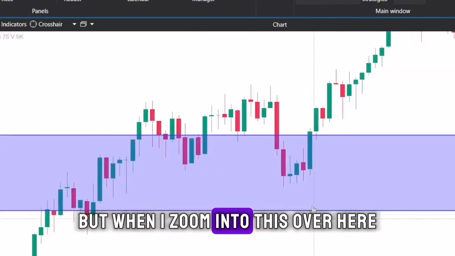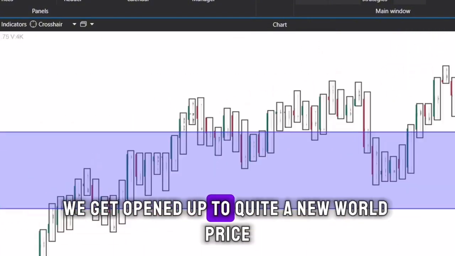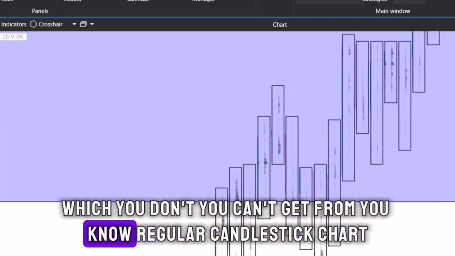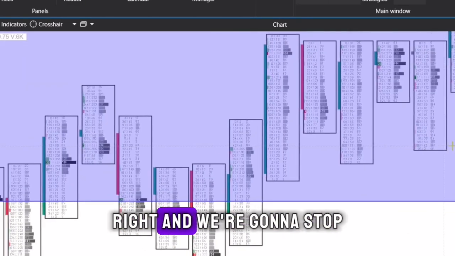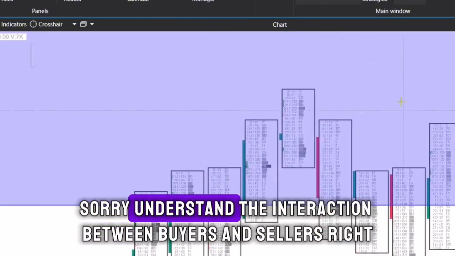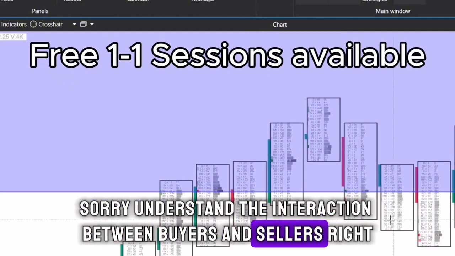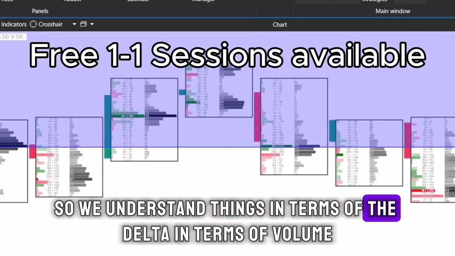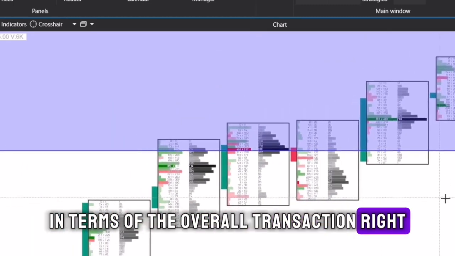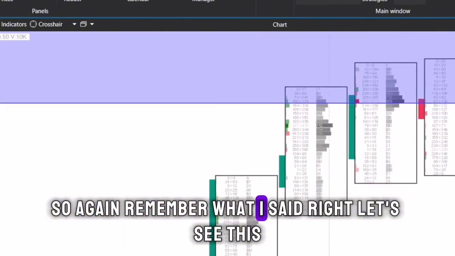But when I zoom into this over here, we get opened up to quite a new world of price, which you can't get from a regular candlestick chart, right? And we're going to break this down and understand the interaction between buyers and sellers, right? So we understand things in terms of the delta, in terms of volume, in terms of the overall transactions, right? So again, remember what I said, right?